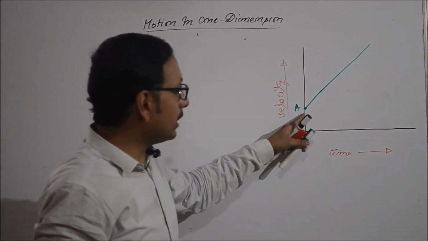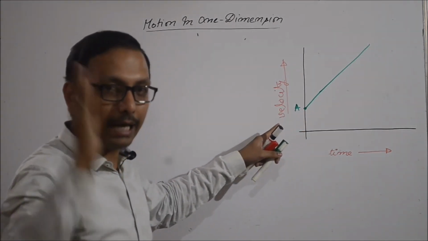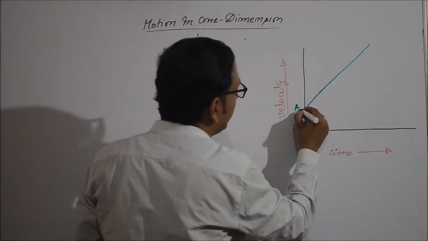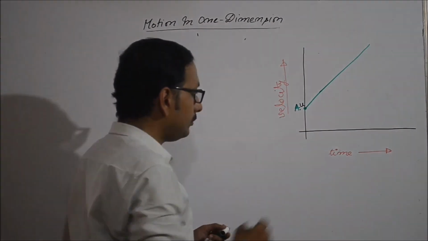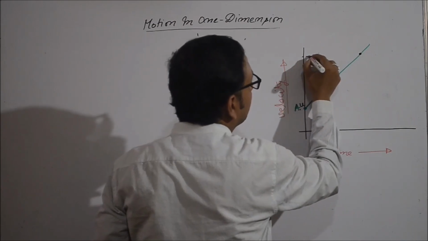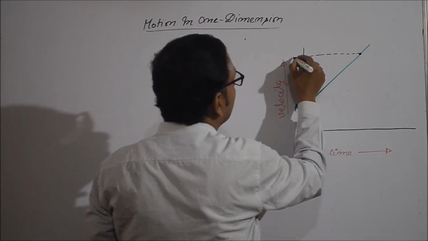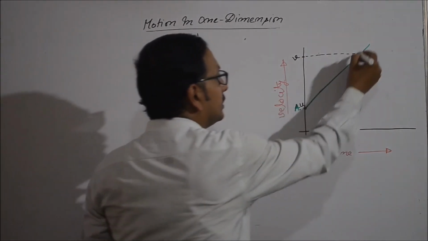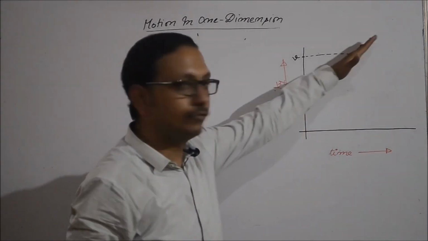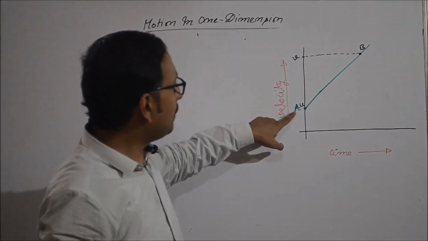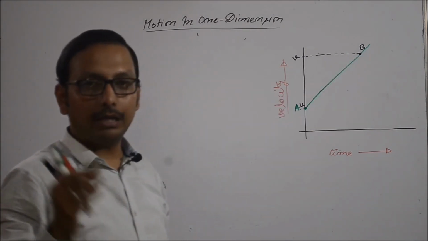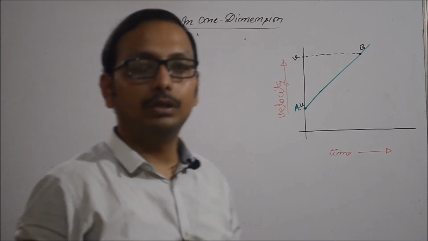Now this is point A. From here we have started plotting. At point A the velocity is u. Let me write it as small u. And at point B the velocity I am finding is v. This is your point B. So the body was moving with respect to time. That's your graph. At point A we have started plotting where the velocity is u, and at point B we have ended our reading of your velocity.